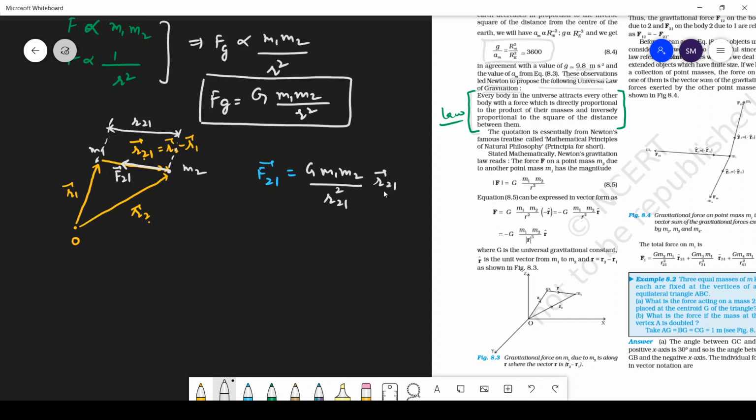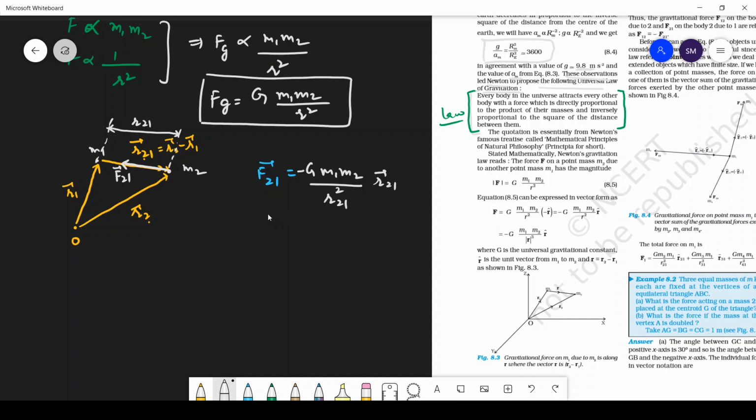So do the R21 and F21 are in the same direction? Yes or no? R21 is in this direction, F21 is in this direction. So the directions are opposite. That is why we need to write a negative sign here.